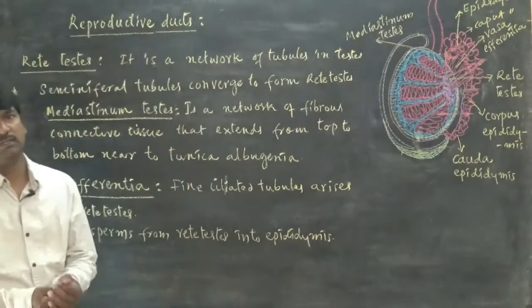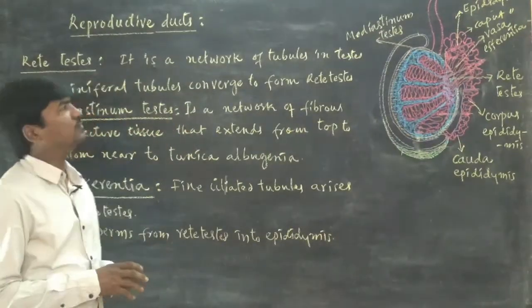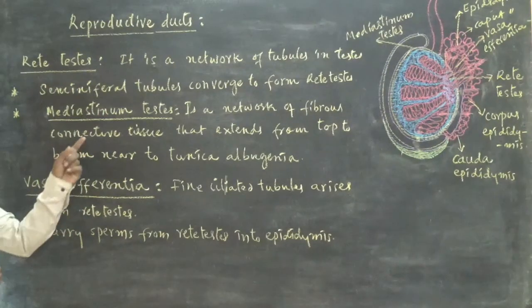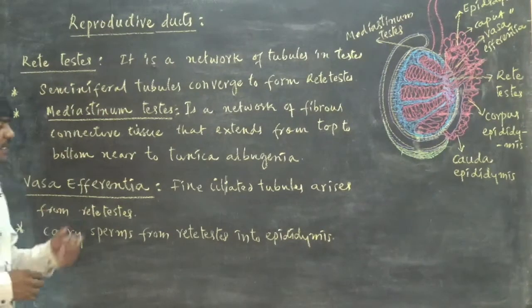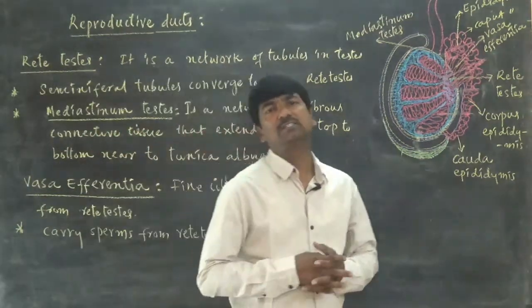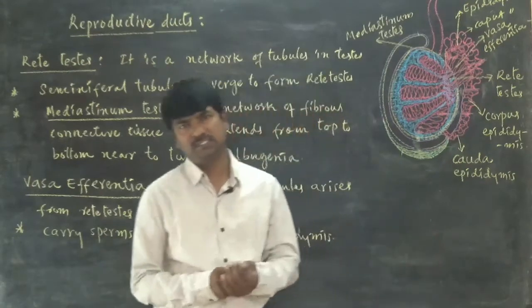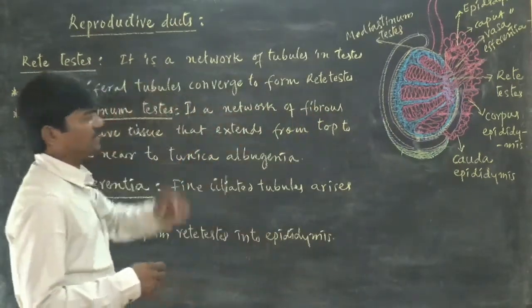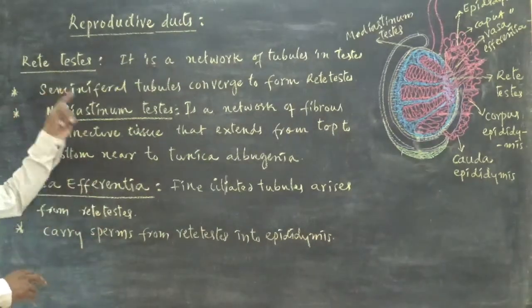Reproductive ducts of male. The reproductive ducts of the male include various structures. They include the rete testis, mediastinum testis, vasa efferentia, then the epididymis, ejaculatory ducts, urethra, etc. These are present in the reproductive ducts. So let us see what the rete testis is.